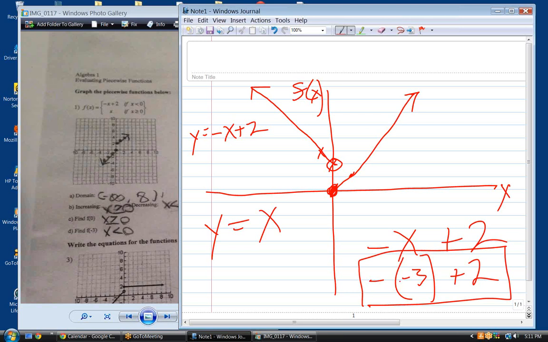Minus minus 3 plus 2. That turns into a plus 3, because what this really means is minus 1 times minus 3. Minus times minus is plus. And so you have 3 plus 2, or 5. So f of minus 3 is equal to 5. And we can kind of see that. If we go over to minus 3 on the x-axis, we're way up here. 5 looks about right.